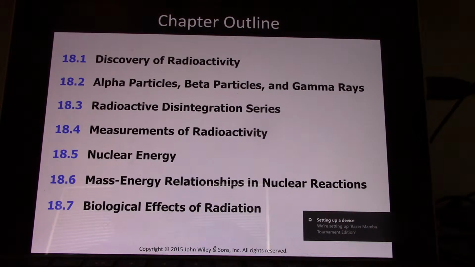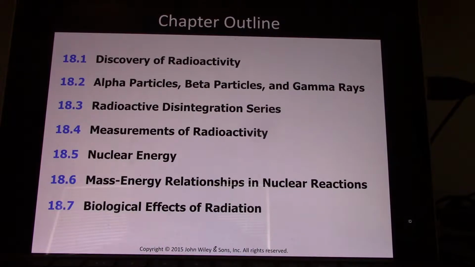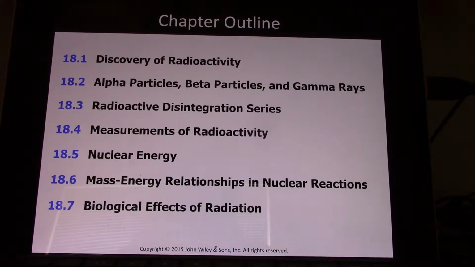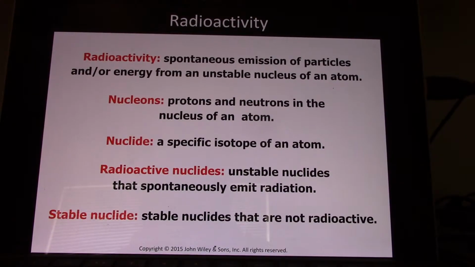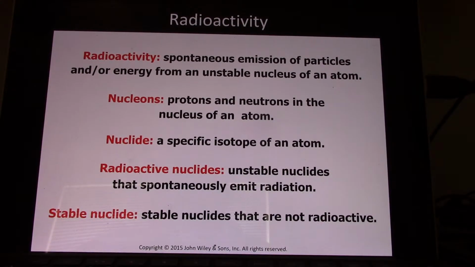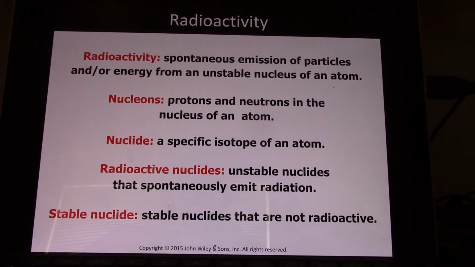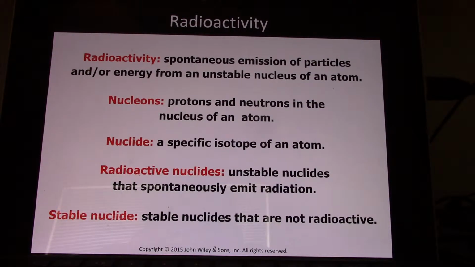In this chapter, we're going to cover radiation, radioactivity, the types of radiation: alpha radiation, beta radiation, gamma radiation, radioactive disintegration series, measurements of radiation, nuclear energy, the mass-energy relationships in nuclear physics, and also the biological effects of radiation. Radioactivity is a spontaneous emission of particles and/or energy from an unstable nucleus of an atom as that atom is radioactively decaying.